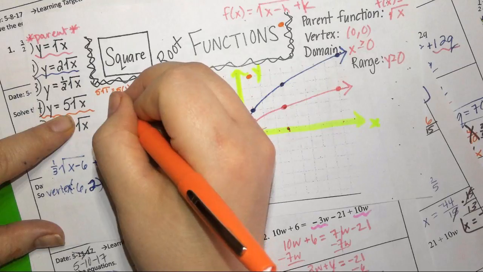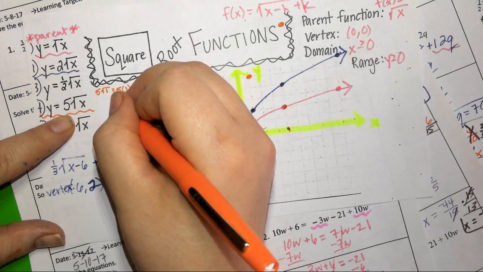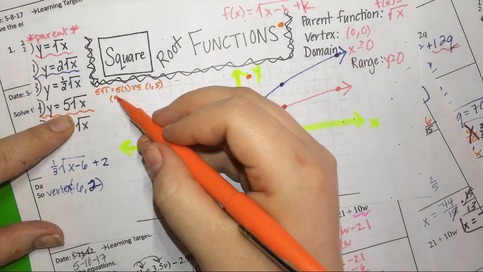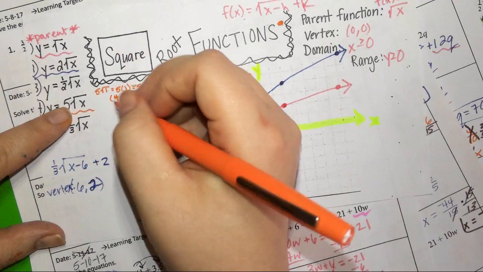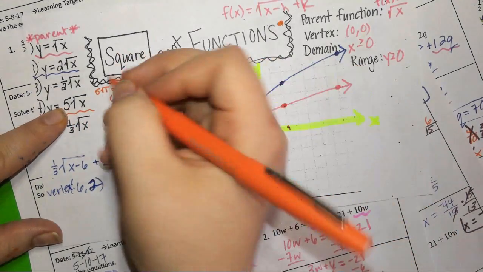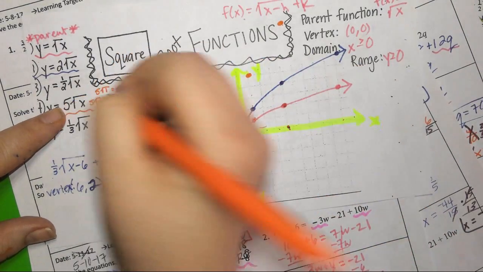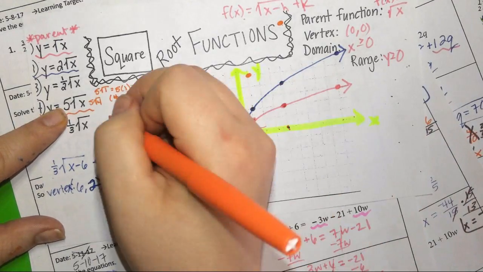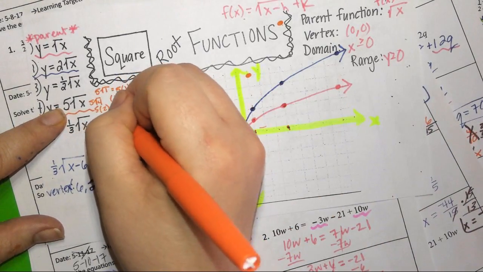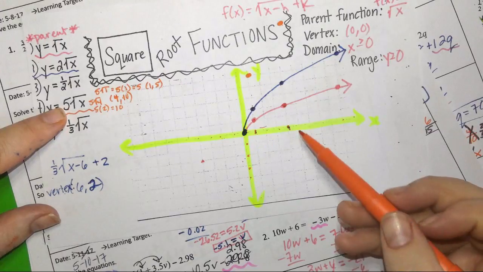So another point would be over 4. It used to be over 4 up 2, but 2 times 5 is 10. Again, if you're still questioning your life, you can always plug in that square root of 4. That ends up being 5 times 2, which ends up being 10. So for real, it is over 4 up 10.